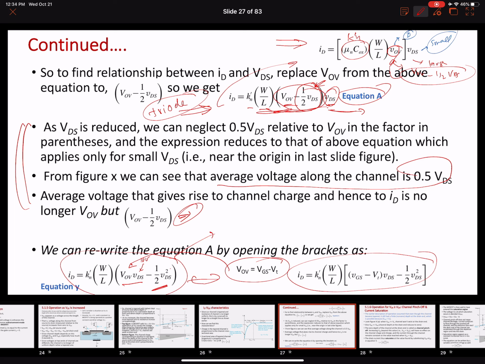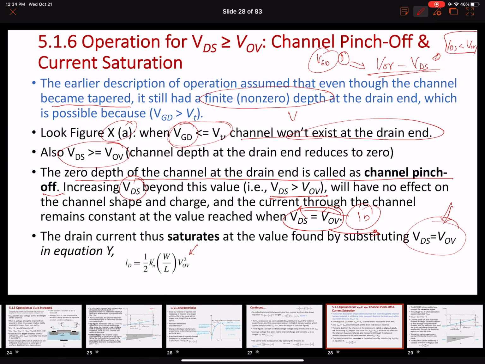So ID equals Kn, which again is a multiple of both of these things, VOV minus half of VOV square. I am replacing VDS with VOV at the saturation, so it will be Kn times half of VOV square. Right, so this Kn is the MOSFET transconductance parameter, if you remember, then half of VOV square.